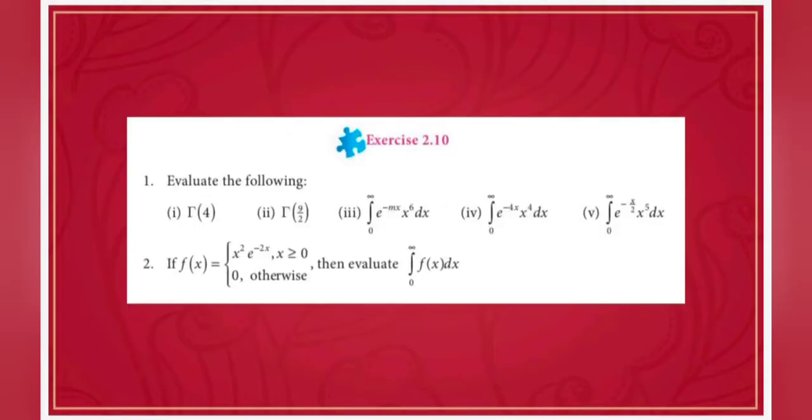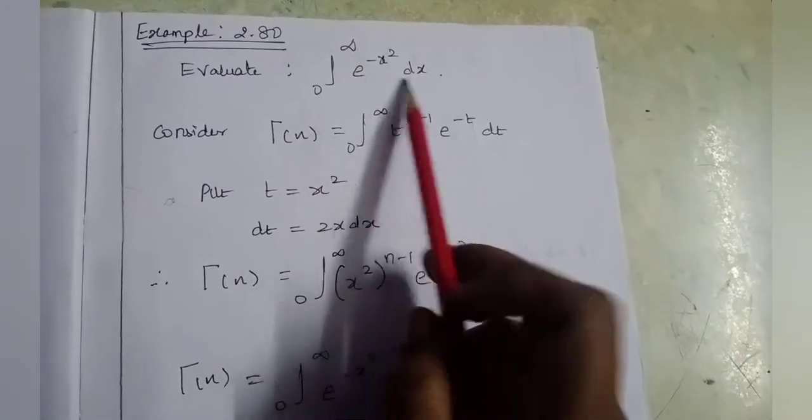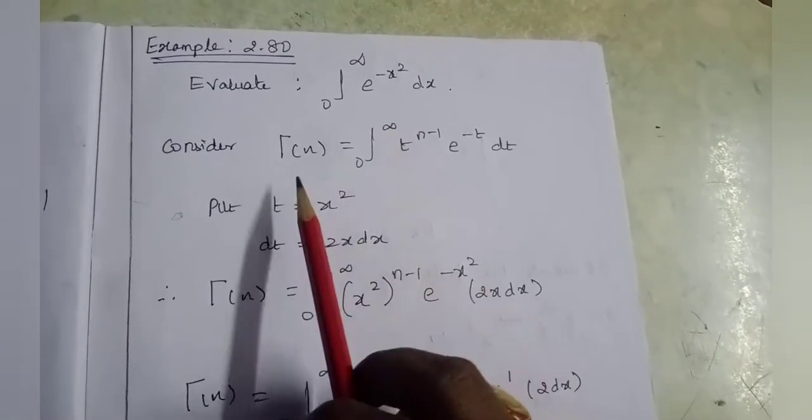And this is the exercise we are going to see now. We will see the example as well as the exercise. Example 2.80, evaluate integral 0 to infinity e power minus x square dx. There are a few more sums in this example. I have taken this fourth subdivision.